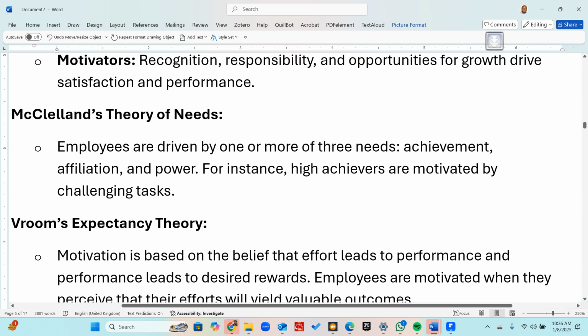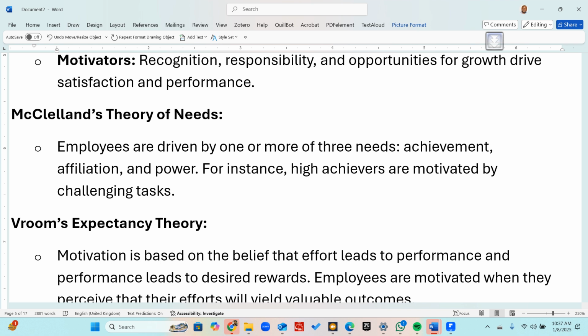Under McClelland's theory of needs, employees are driven by one or more of three needs: achievement, affiliation, and power, AAP. Achievers are motivated by challenging tasks. Then some people are affiliated to the organization. They love their affiliations, their friends, their families. They love their affiliation with the organization. They are proud to be affiliated with the organization. Some will tell you, I work with Shell, I work with this.